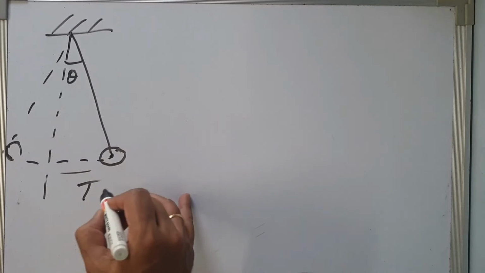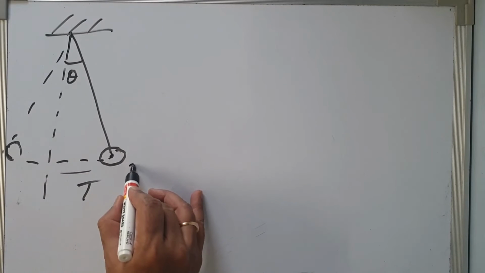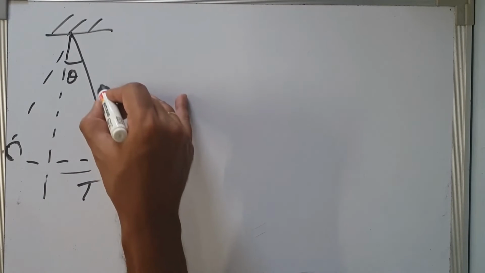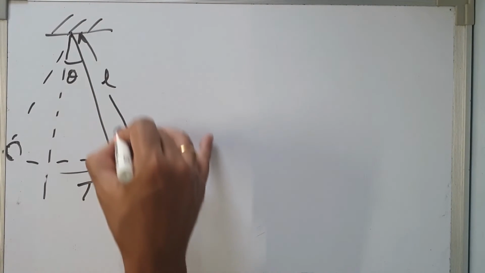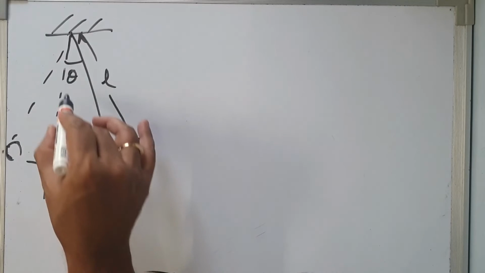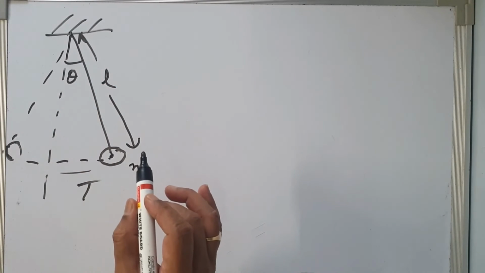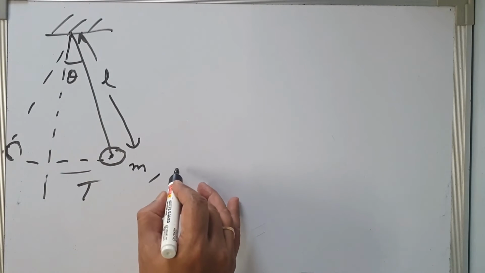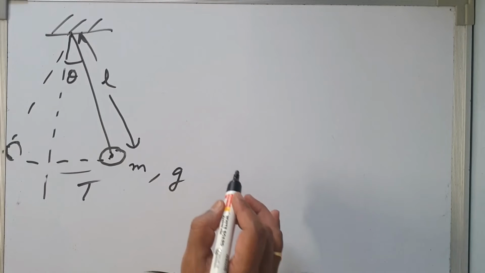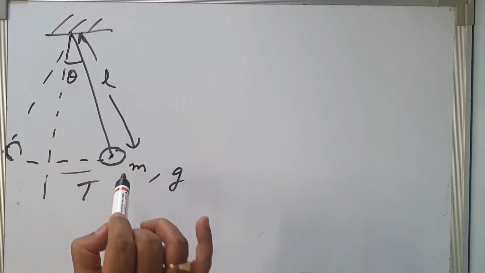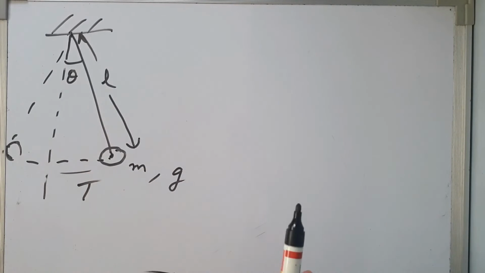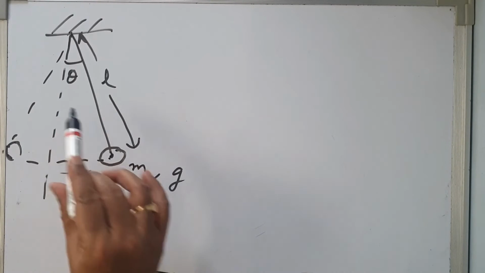Assume that the time period depends on the mass of the bob, length of the pendulum, that is distance from rigid support to center of the bob, angular displacement theta, and acceleration due to gravity. T depends on theta, M, L and g. We want to find a relation between them.